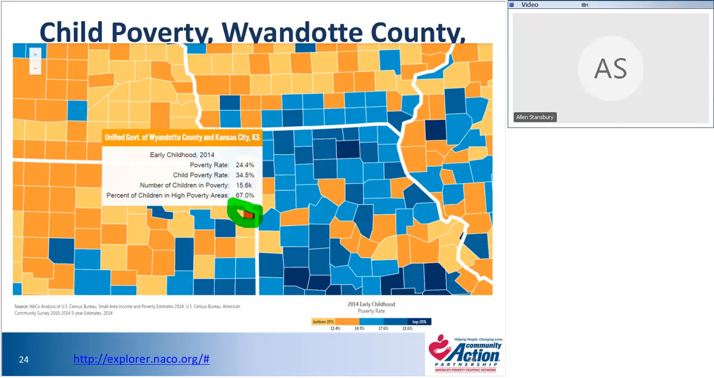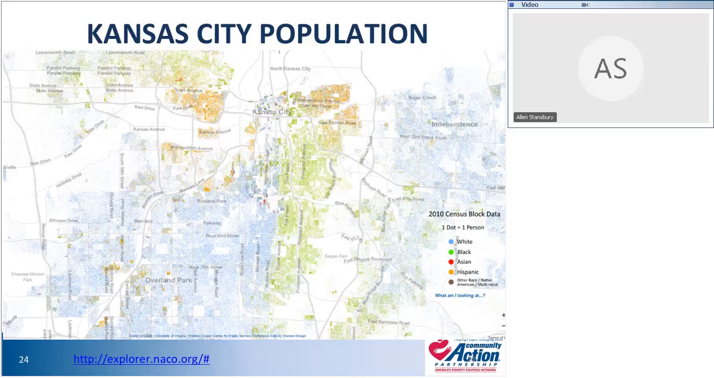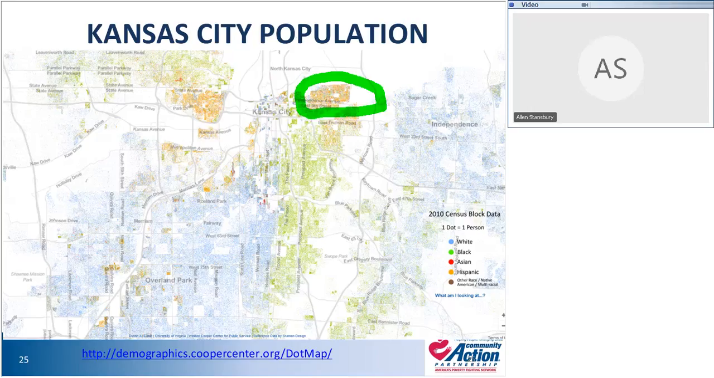This is from the National Association of Counties. This is from demographicscoopercenter.org. You can see from this map where we have a high incidence of, let's say, Asian or Hispanic. Hispanic is mostly in this area, and spread throughout other areas.